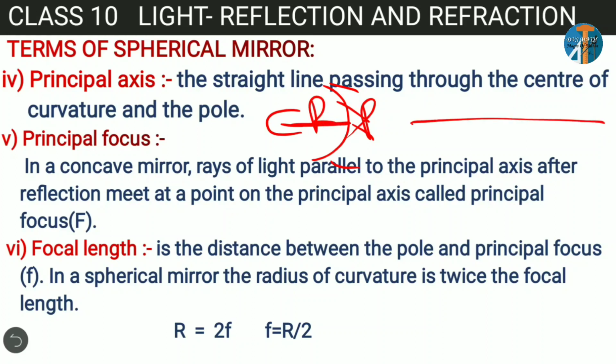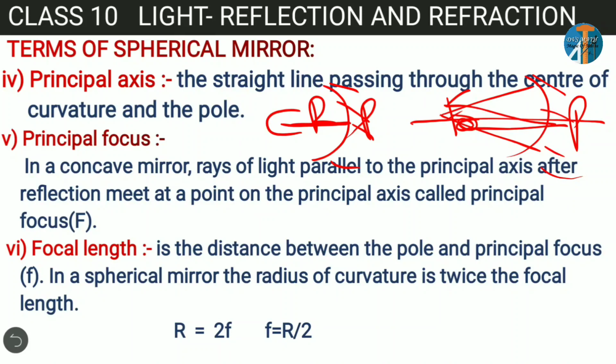But here, the light rays are meeting at one point. This we call the principal focus. From that point to the pole of the mirror, we call it the focal length. So radius of curvature is different, focal length is different. Radius of curvature is the distance between the center of curvature and the pole. Focal length is the distance between the pole and the principal focus.